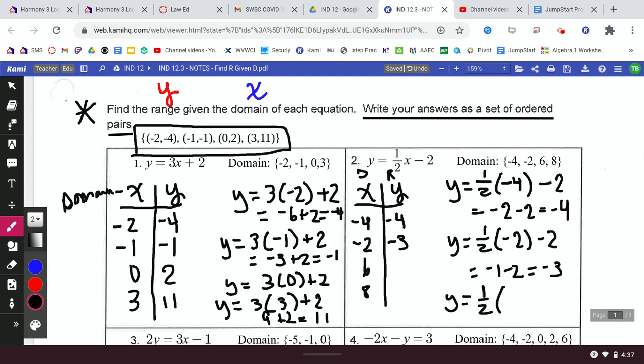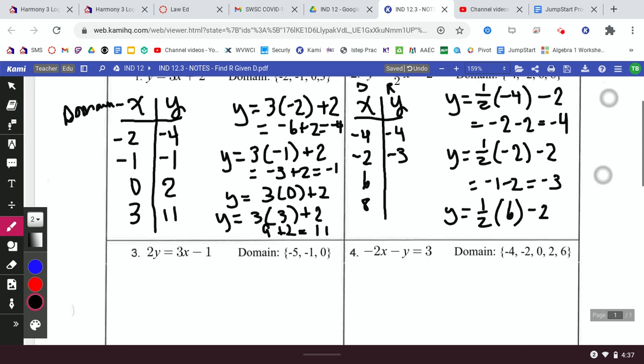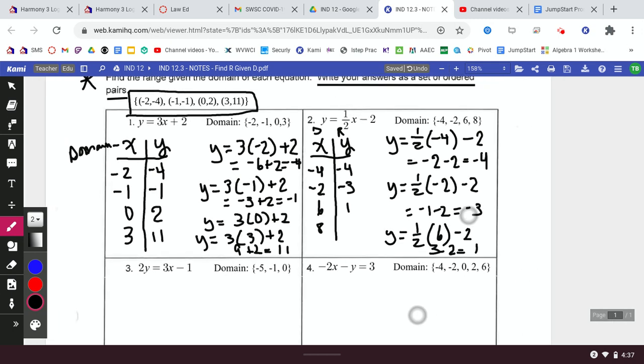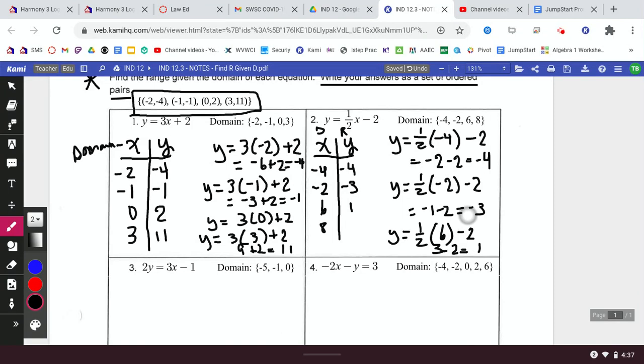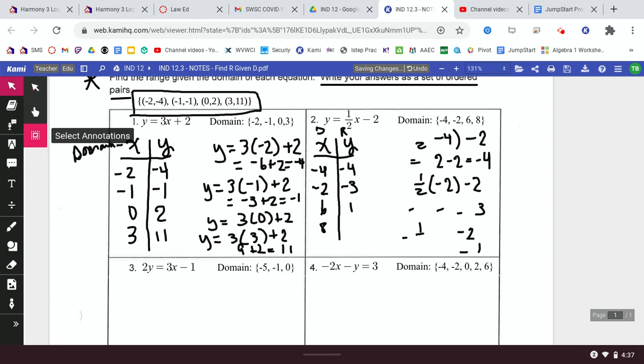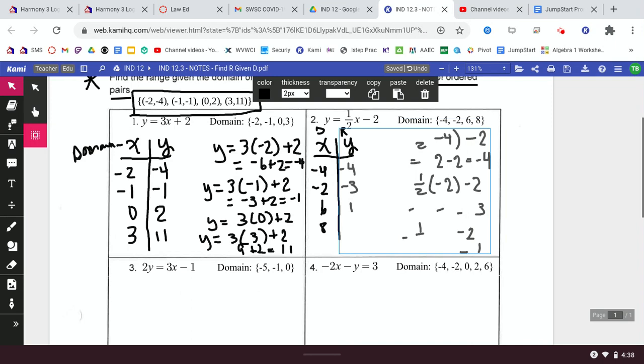1/2 of 6 is 3, minus 2, and 3 minus 2 is 1. So we can put a 1 in there. And then I'm going to have to erase some of this because I'm kind of out of room here. So pause the video if you need to catch up with the work I've done so far. And then I'm going to erase this here and work the final domain value, which is 8. Oh, there's a quicker way to do that. Let's do this. All right.